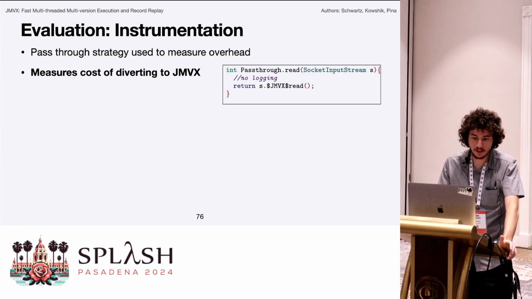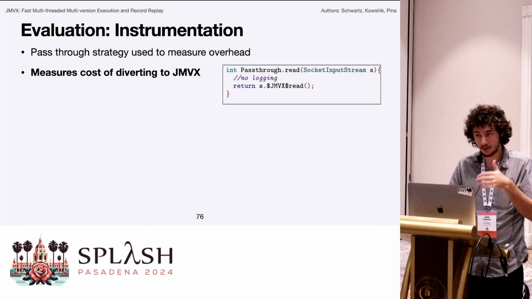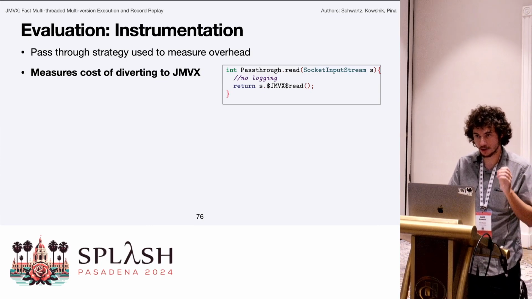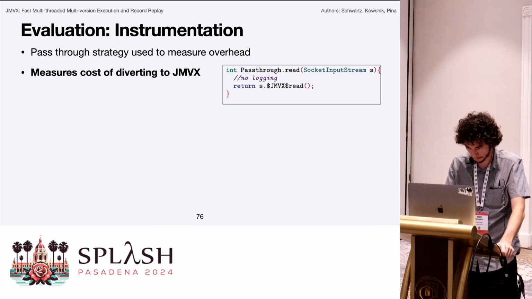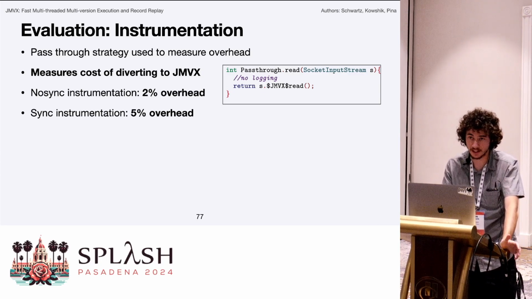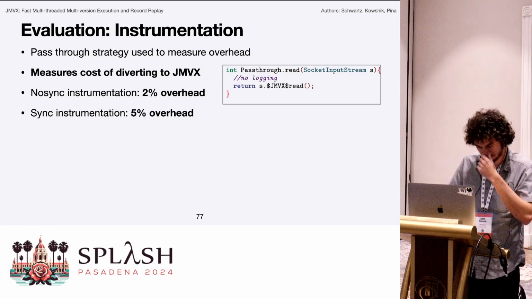So to evaluate the instrumentation, we use a pass-through strategy. This means as soon as we get into Jmvx, instead of worrying about doing any logging of events, we just go straight to the underlying implementation to measure the cost of diverting the execution. So for the no-sync instrumentation, we see a 2% overhead. And for the sync instrumentation, we see a 5% overhead. So we believe that's negligible.